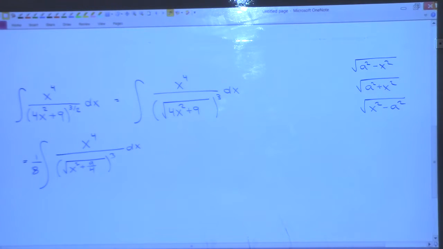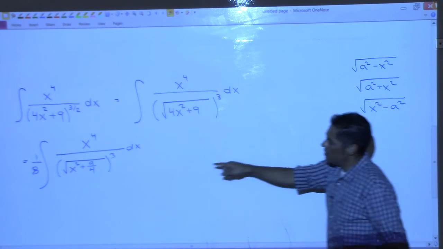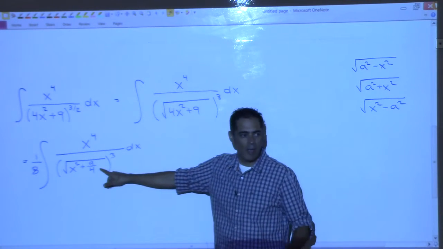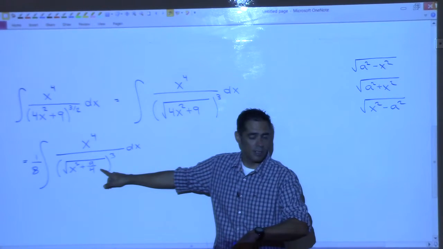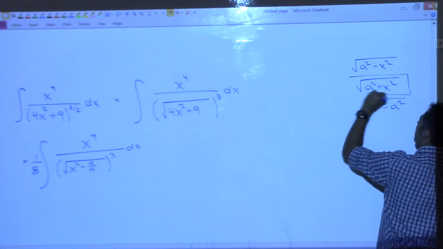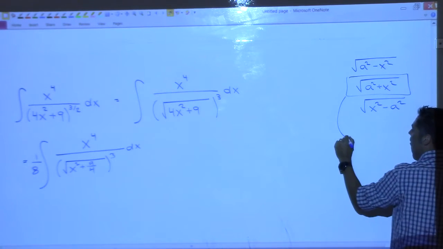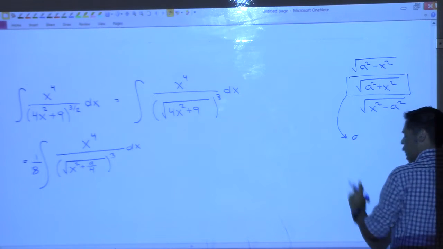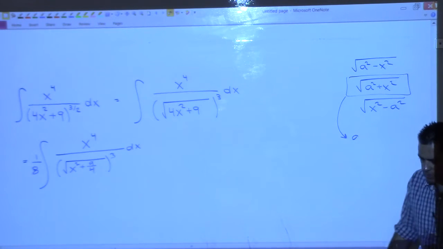Everyone understand the 9/4, right? Factoring a 4 out of 9 becomes 9/4. All right, now does it look like this? Yes? What's a for us? 3/2, because a squared is 9/4, right? So a for us is 3/2. Now, what is the trig substitution we make when we're using this? And I only showed it to you one time. It was x is equal to, let me just bring it back up so you can see it.